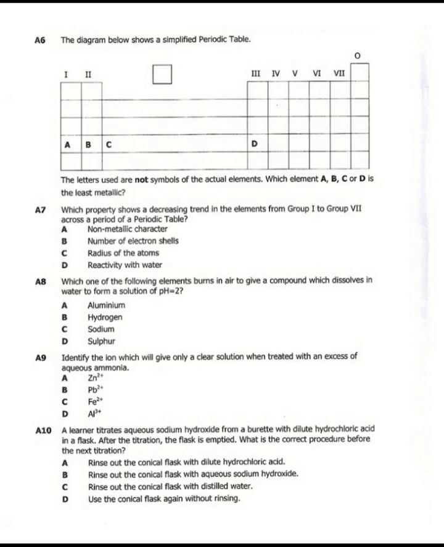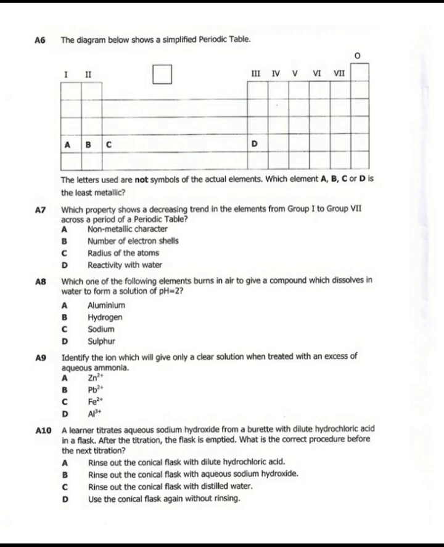The first question says, the diagram below shows a simplified periodic table. So this is a skeleton of a periodic table. It says the letters used are not symbols of the actual elements. Which element, A, B, C, or D, is the least metallic? Now, which one here is the least metallic?